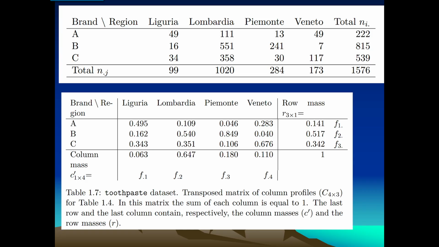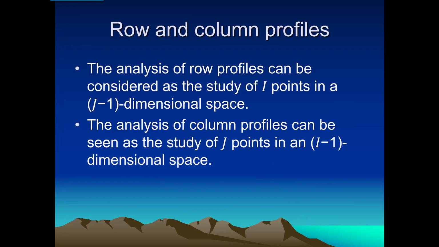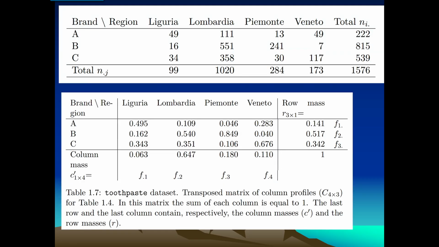Right, because the column profiles matrix C is 4 times 3, and this is 3 times 4. Therefore, it is the transpose. Right. But it is the same thing. Here, instead of dividing 49 by this number, you divide 49 by 99. Divide by the total of each column in the matrix of column profiles. But the analysis is symmetric. You can start on the rows or you can start with the columns. The analysis is symmetric. Therefore, okay, row and column profiles.